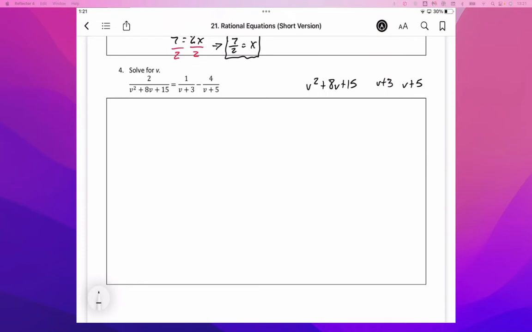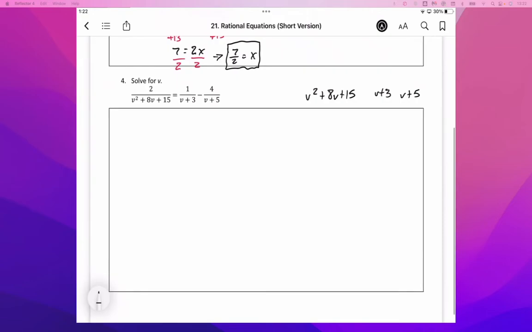Now, if we were to go to the work of factoring the first one, we would be looking for factors of 15 that make 8. That would be 5 and 3. And we would end up with v plus 3 times v plus 5 as our factored form of that quadratic.